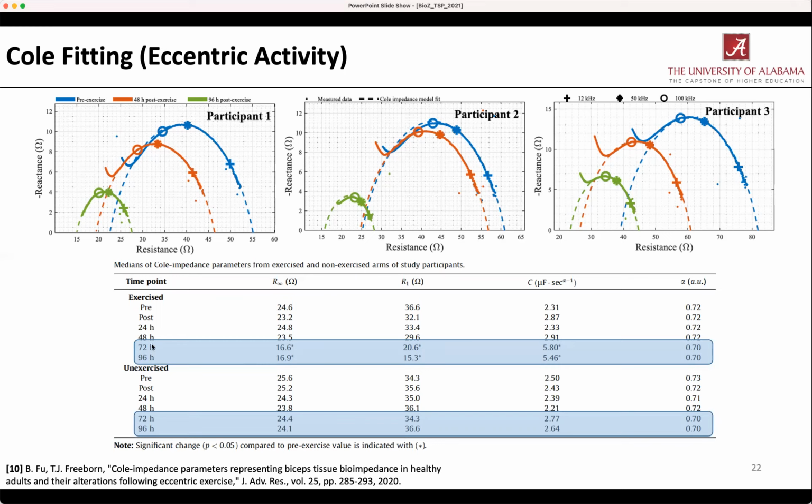Okay, that aligns with our previous analysis. But now we do actually see a statistically significant difference in the capacitance of the model fit to that data occurring at 72 and 96 hours, which is not observed in the unexercised arms. This is only observed in the eccentric activity. So this is our first indication that the model and what we expect to be cellular damage from the activity is being captured and reflected in this Cole impedance model parameter.